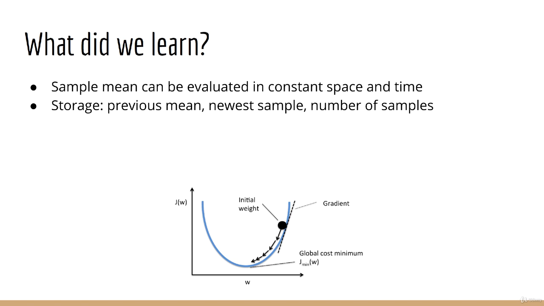So what have we learned in this section? We've seen that the sample mean at time n can be evaluated in constant time, and the amount of space we need to make this calculation is also constant. We only ever need to store a few things: the previous sample mean, the newest sample, and the number of samples we've collected. This by itself is quite useful, and should help you implement not just epsilon greedy, but many of the other algorithms we'll learn about. And although this is quite useful on its own, you'll see later when you study reinforcement learning that it actually goes much deeper.